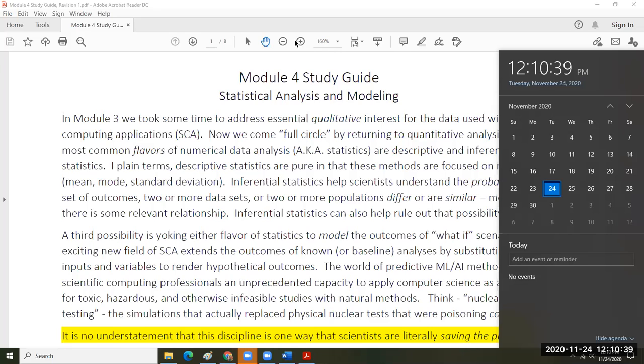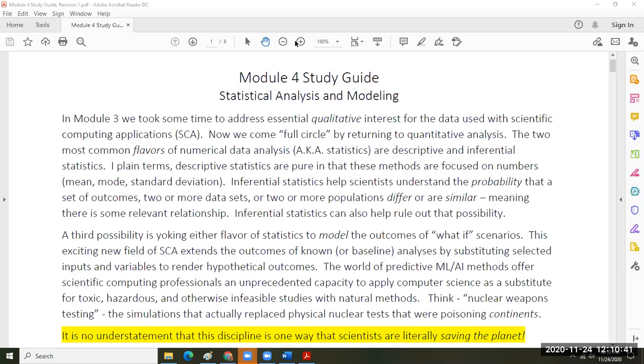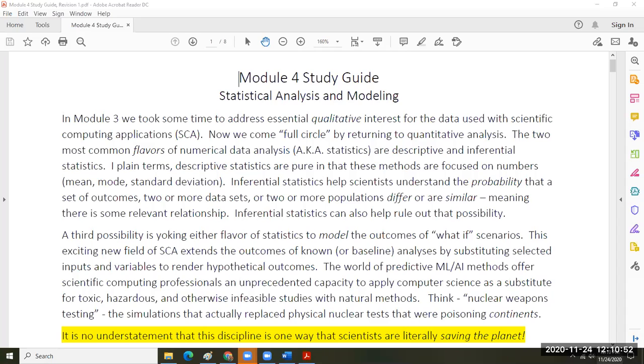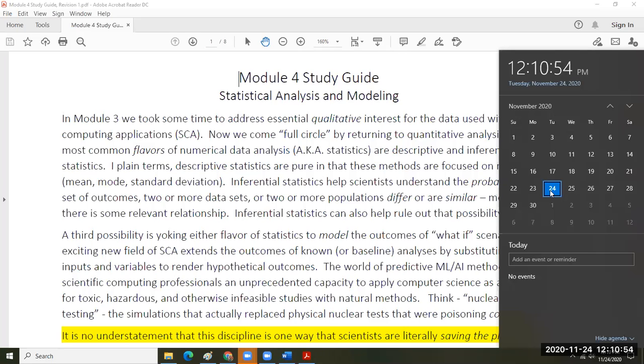Let's review this while we're at it. Let me capture the attendance now that we have another person who's joined us. So can everyone see the calendar? Yeah. Yes. Okay.